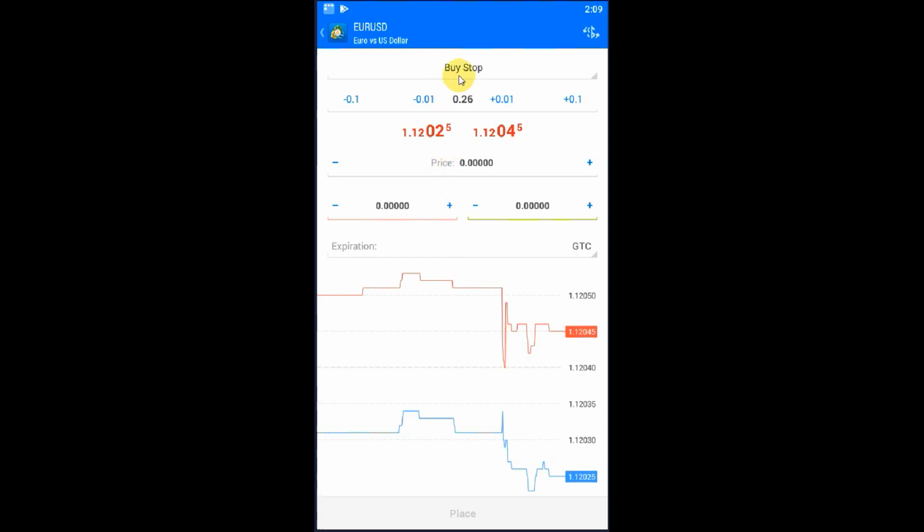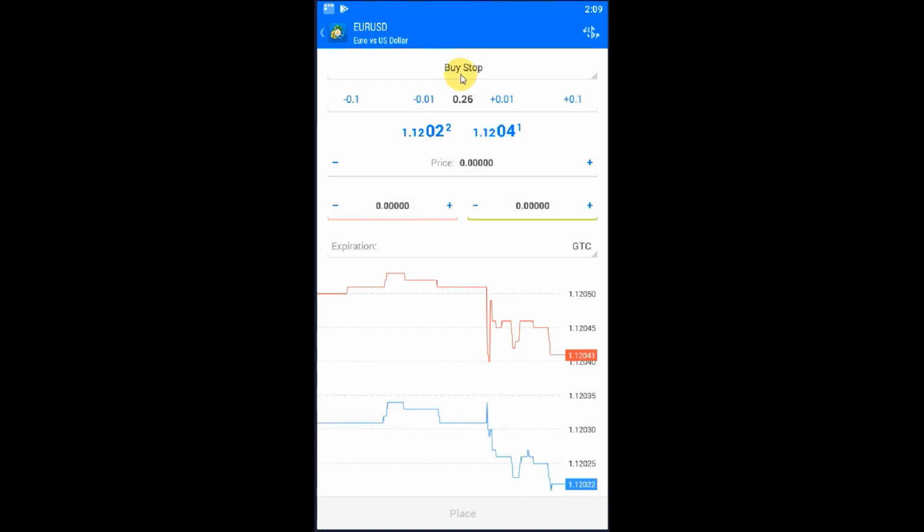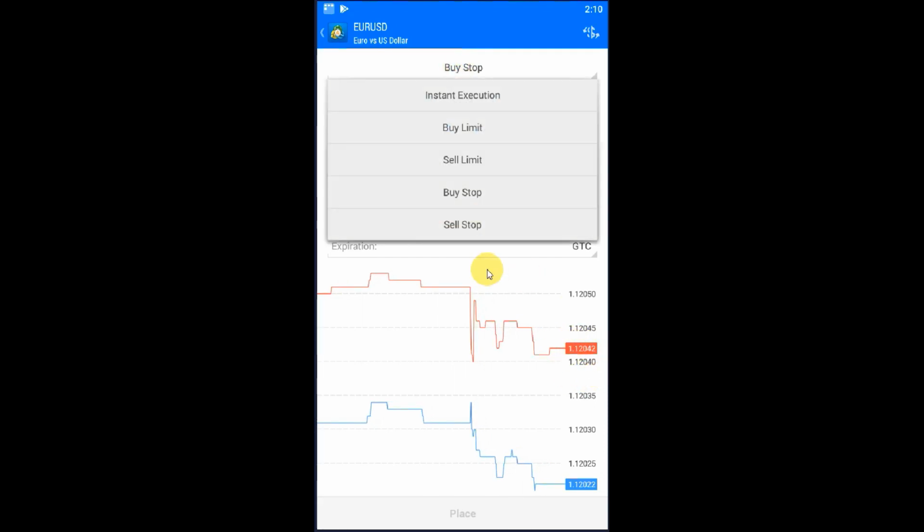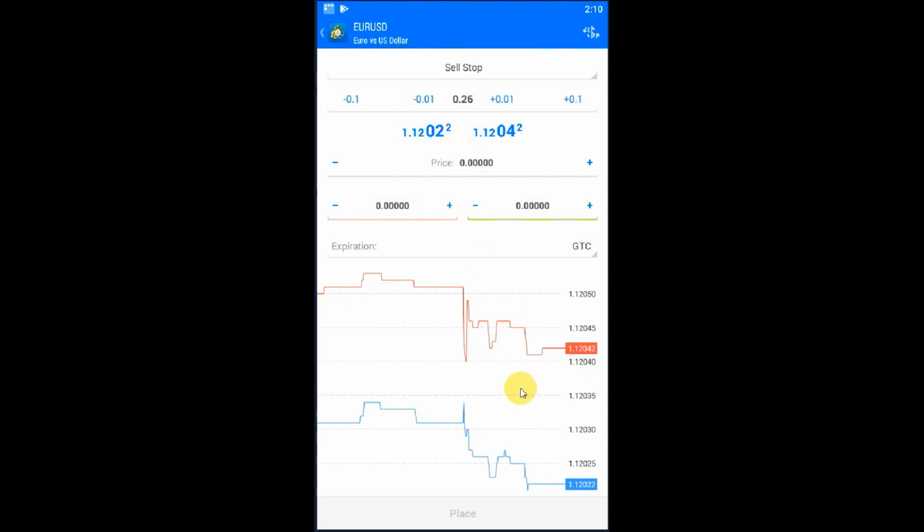Now a buy stop is what tells your broker to execute a trade for you in the future. A buy stop tells your broker to execute a trade for you only after price goes above this price here, that's the ask price. A sell stop is the opposite. So when you select sell stop, you're telling your broker to execute a trade for you only after price goes below this price here. It can't be above, it must be below this price here, the bid price.